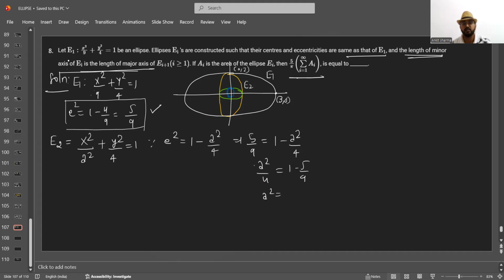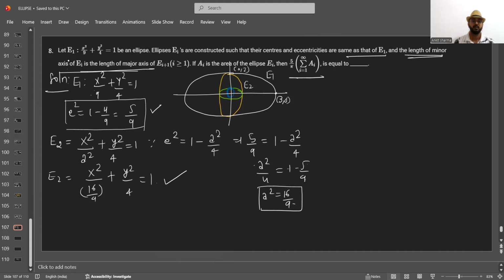So A square is equal to, now we can write down here, this is 9 minus 5 is 4, so 16 over 9 I get. So this is my A square. That means ellipse E2 is x square over 16 by 9 plus y square by 4 is equal to 1. This is my ellipse E2.